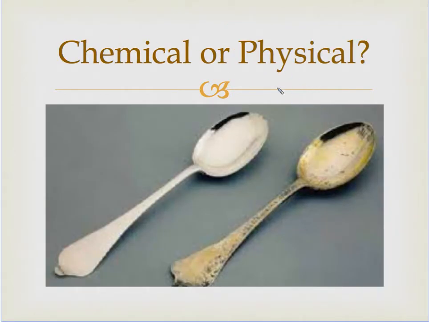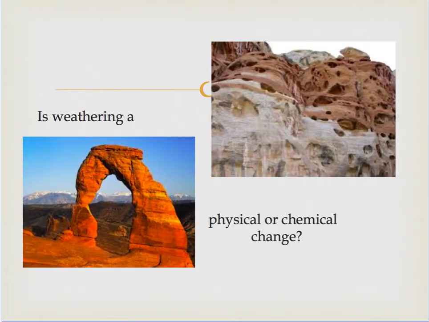Is this a chemical or physical change here, going from this spoon to this spoon? And you should answer it's chemical because I no longer have just silver. This is tarnished. This has reacted with oxygen in the air. It's different. Is weathering a physical or a chemical change?